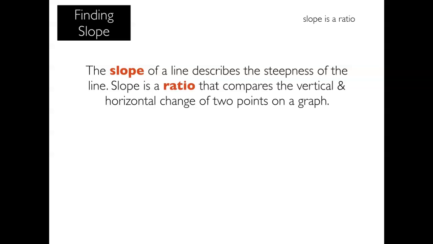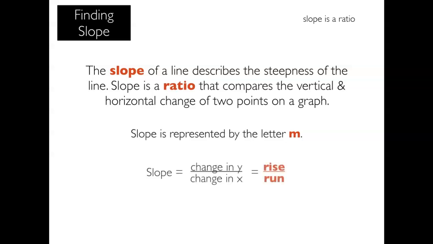The definition of a slope is that it describes the steepness of a line. Slope is a ratio that compares the vertical and horizontal change of 2 points on a graph. It is represented by the letter m in an equation. The slope is the change in y over the change in x, which results in the rise over the run when moving from one point to another on a line.